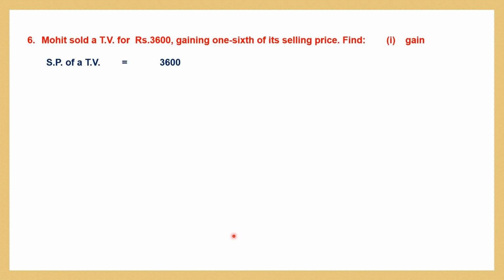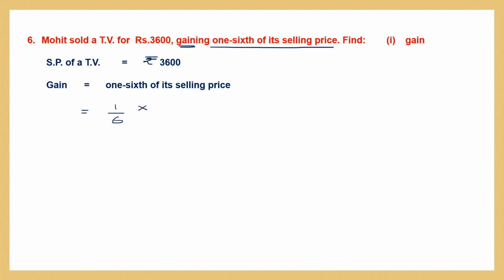So the selling price of the TV is 3,600 rupees. He sold it for 3,600. Now he has the gain. And what is that gain? The gain is 1/6 of the selling price. That means let's find how much that is. So 1 by 6 of, meaning into, the selling price, which is 3,600.